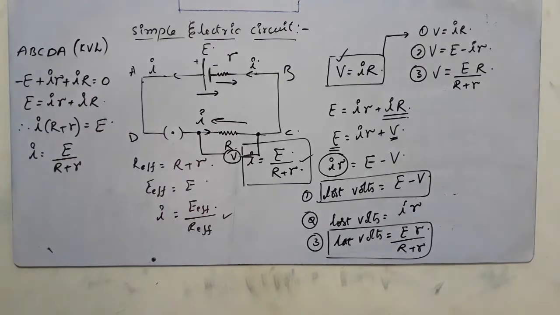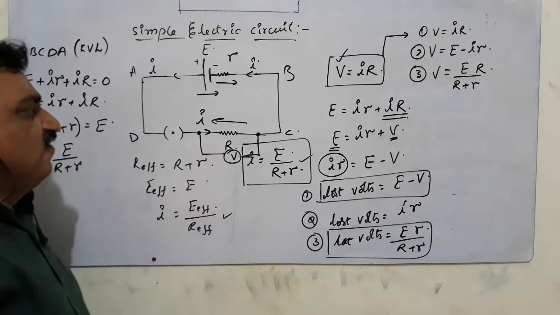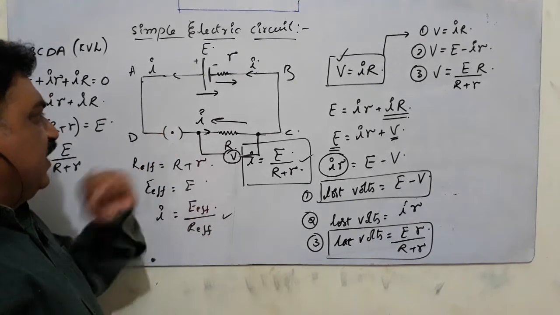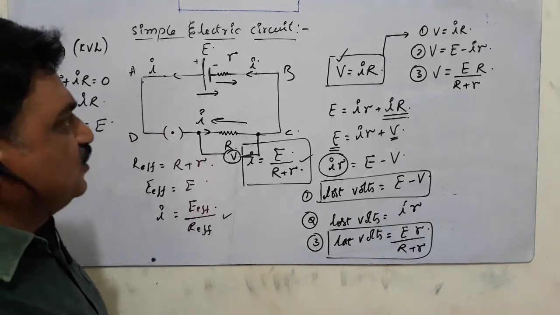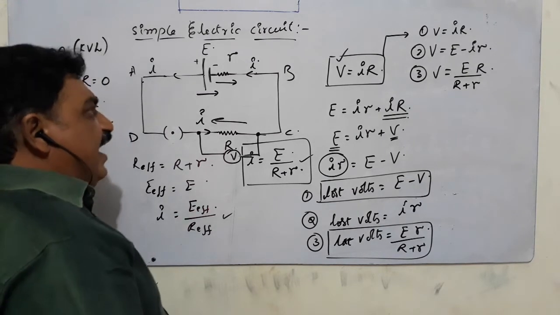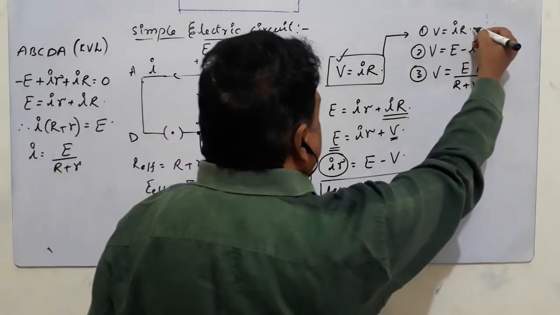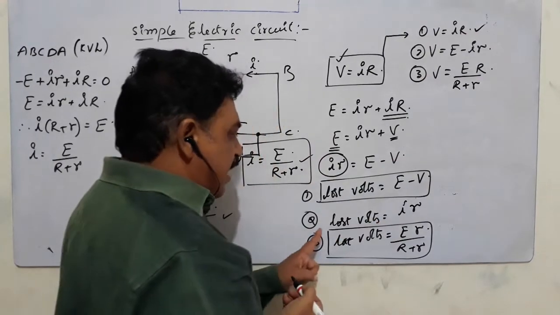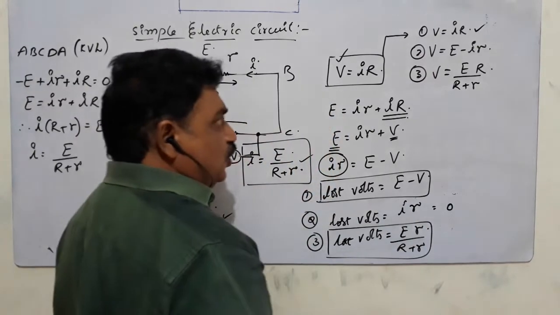For example, if the switch is taken off, that means if the key is removed from this arrangement, what happens? I becomes 0. If I becomes 0, what happens to V? V becomes 0. And what happens to lost volts? Lost volts also becomes 0.